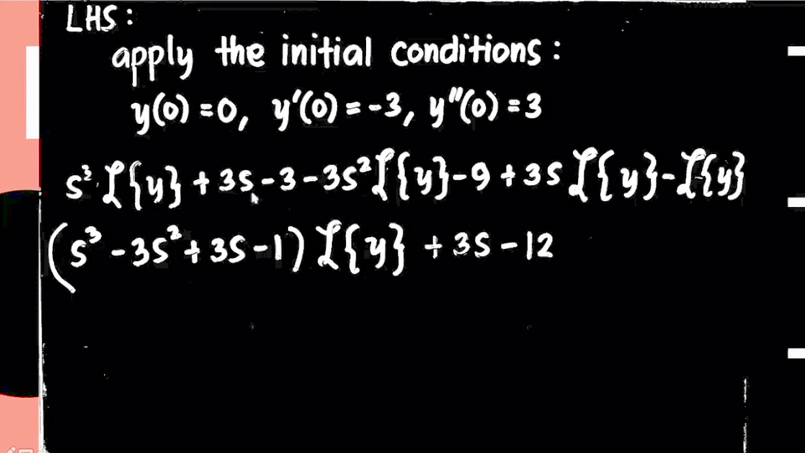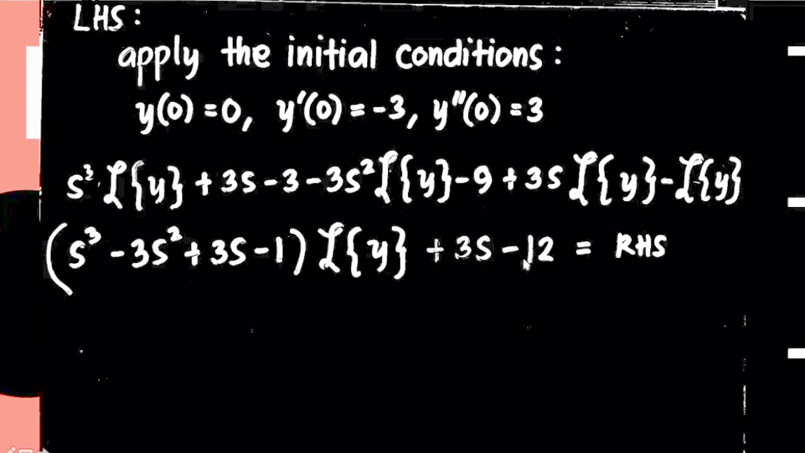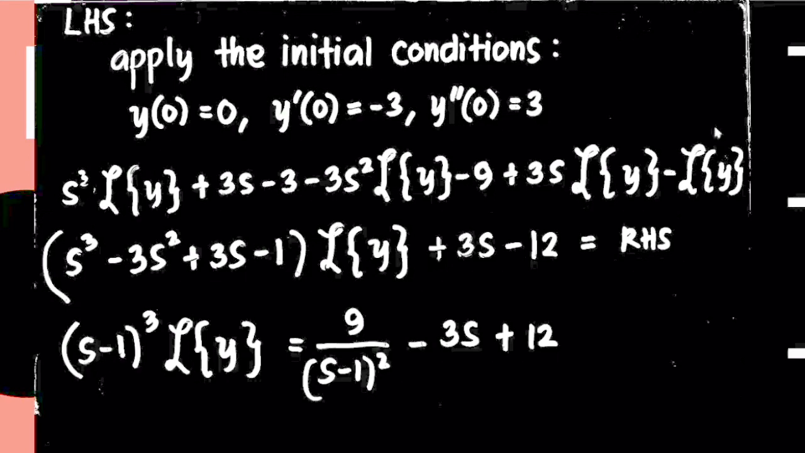And then here you have to combine like terms if there are like terms. Itong 3s, wala siyang kapareho, so just copy 3s. You have negative 3 minus 9, so you have minus 12. And then you equate to the right side of the equation, to the Laplace of the right side of the equation. At nasolve natin yun kanina. Now, so we write, ito yung kanina yung value ng Laplace ng right side of the equation.